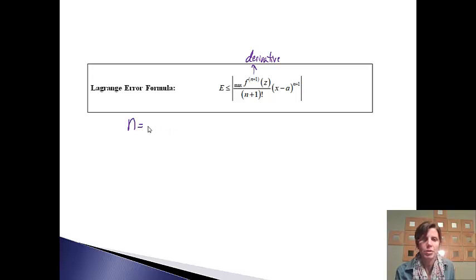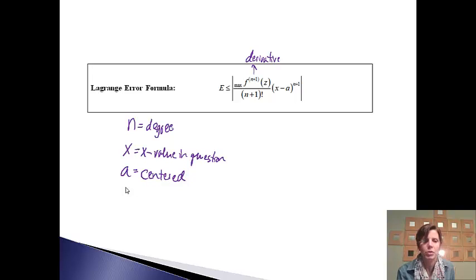The first thing we need to know is that n is the degree. So whether we're trying to find how close a 5th degree polynomial fits or a 7th degree polynomial fits, that's what we'll be using. My x is going to be the x value in question. So I might be looking at x equals 5.6: if I plugged 5.6 into the function and I plugged 5.6 into the polynomial, how close of an answer would I get to each other? The next part is my a, which is my center. So is it centered at 0 or 1 or 2 or wherever?